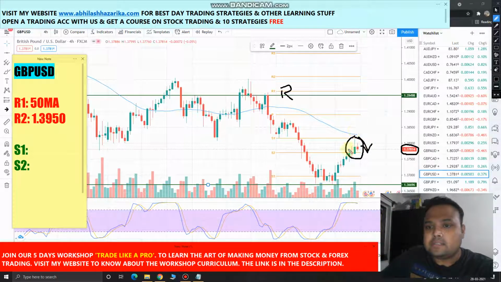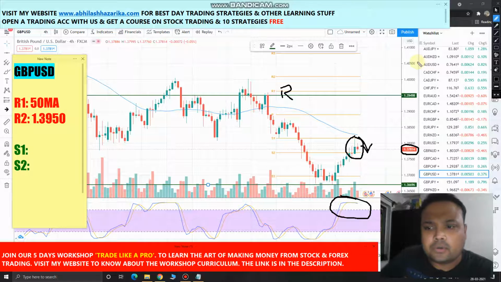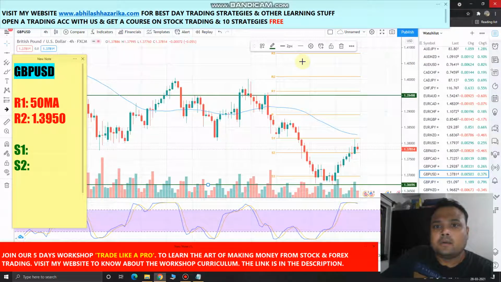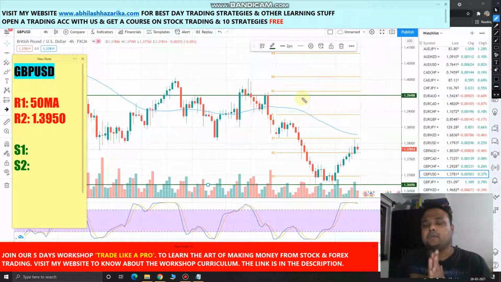Okay, it seems that bulls are losing their power, bulls are losing their steam, and moreover, market is also in the overbought zone. So there is a good chance that market will come down eventually to cool off, or to take some rest. But before going further, I would like to mention one thing, that just look at the chart.